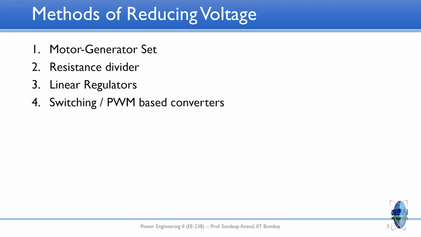And this is also something which we saw. You could have done this with a motor generator set if you can afford to carry it with your phone, or with a resistance divider if you could afford to carry so much heat in your pocket, or with linear regulators, still so much heat in the pocket, but you get a little better voltage regulation. But the best is what we are going to see now, which is the switching or PWM based converters, one example of which is the buck converter.